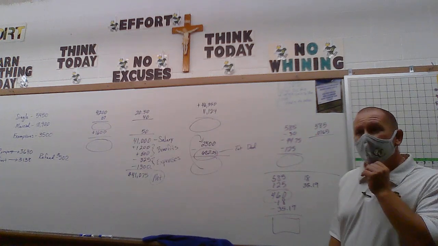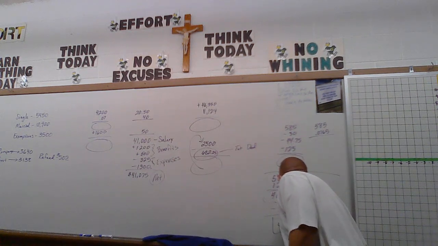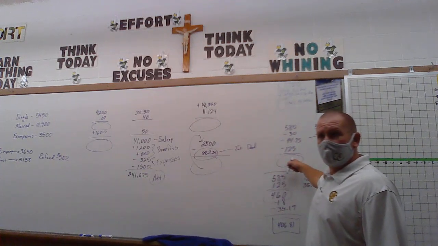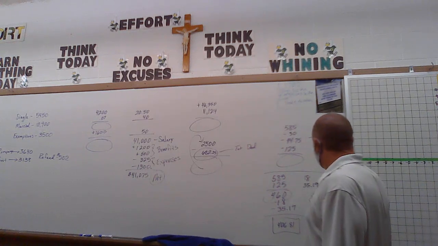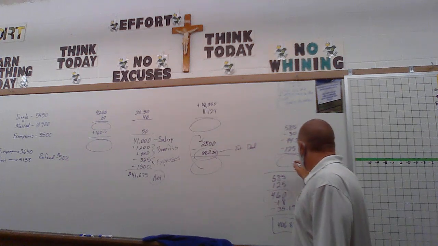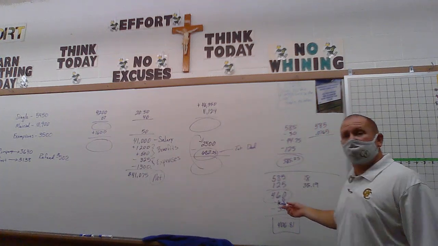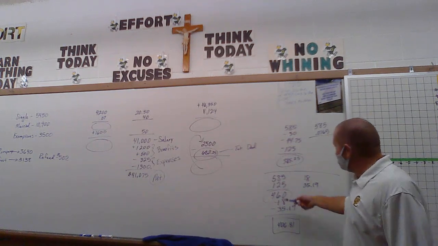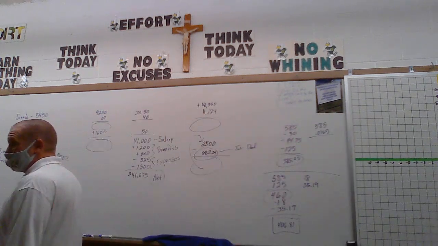Did you get a number, Mr. Nels? 406.81. 406.81. Yes. Anybody do this one up here? The original problem? 385.85.25. 385. So look, by taking my health insurance out first as an adjustment, I increase the amount I get to take home by $21. Pretty good deal, right?